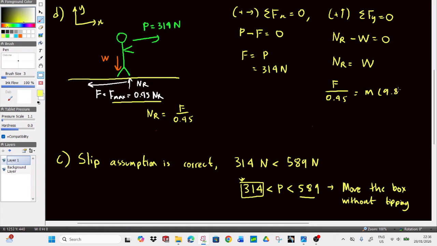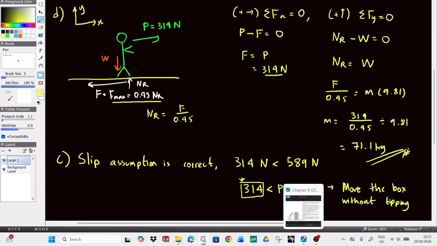G is 9.81. We already have our F as 314 Newtons, so m is simply 314 over 0.45 divided by 9.81. If you compute, he should be at least about 71.1 kilograms for him to be able to move the crate.